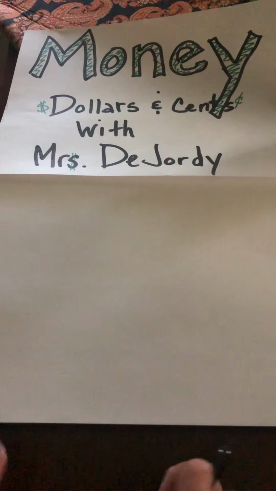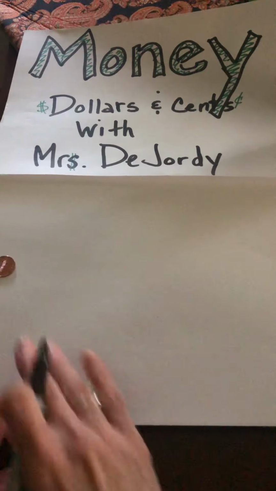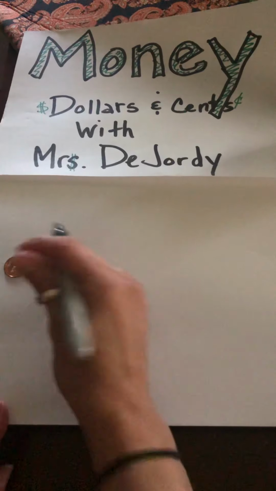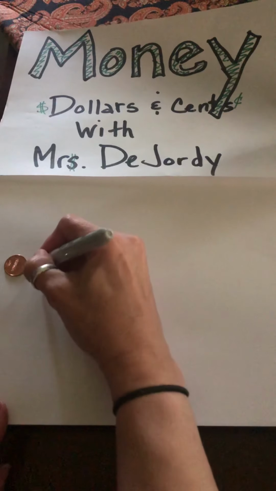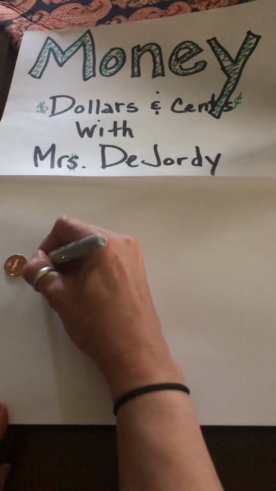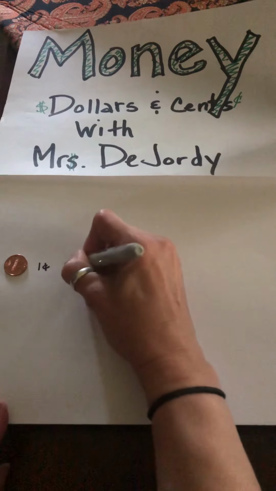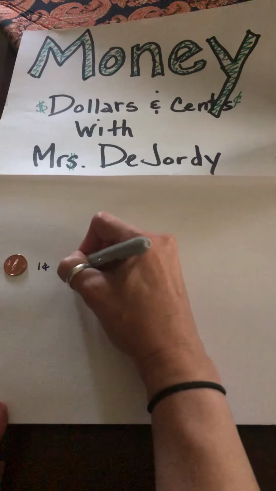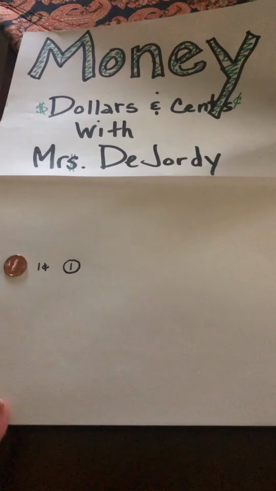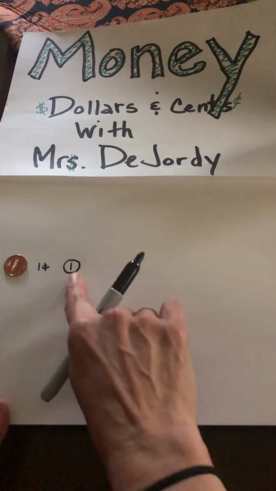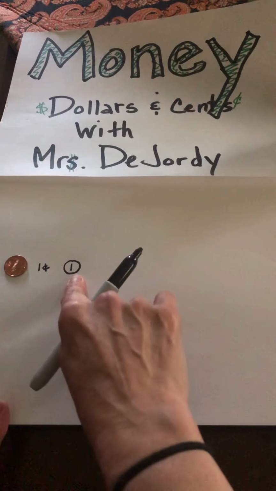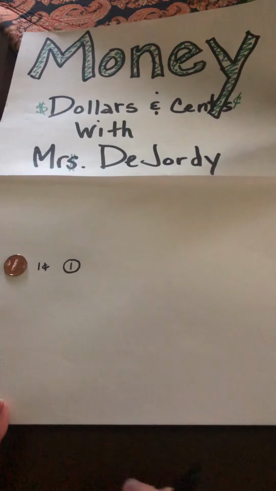So this is a penny. This is a real penny. And this penny is worth 1 cent. And when we draw it pictorially, we draw a circle, and then inside of it, we put a 1. So that lets us know that that is going to represent a penny. So in writing, this represents a penny.